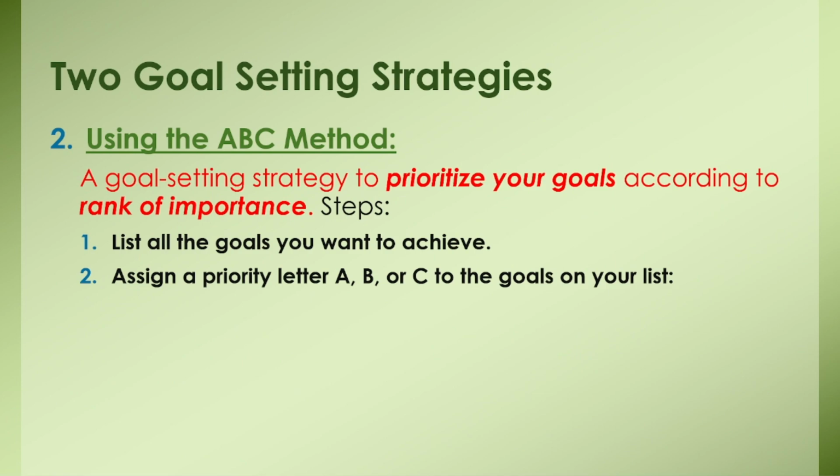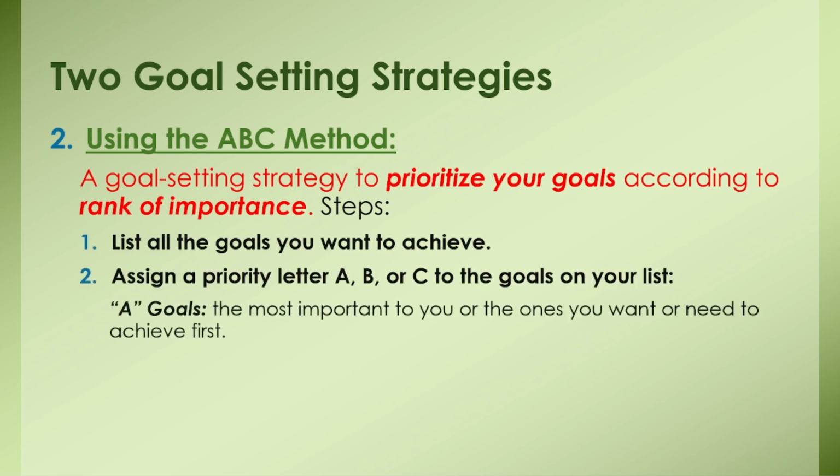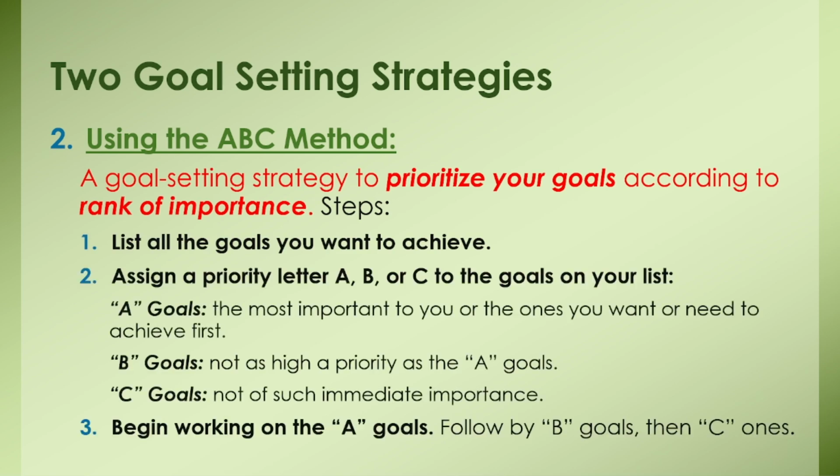The second strategy is using the ABC. There are many strategies, as we mentioned, but we are committed to only 2 strategies here: the 6 questions and this ABC method, a goal setting strategy to prioritize your goals according to rank of importance. So you put the goals, prioritize them, A, B, or C goals. And you start with the goals that are urgent or of more priority, which are the A goals, or the goals that fall in the A category.